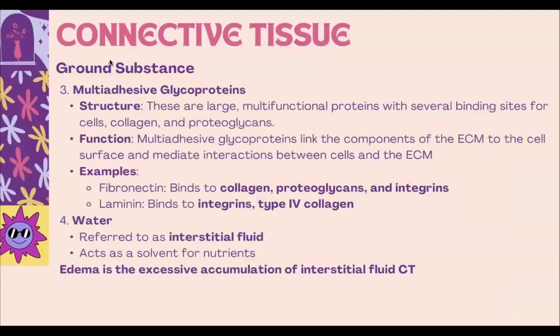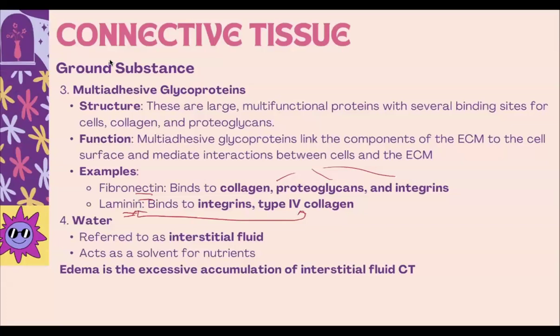So these are proteins and they have binding sites for cells, collagen, proteoglycan. Just to know the general idea of it, what you need to know are the examples. So fibronectin and laminin, these are the two examples that you should know, and these are in your slides. So fibronectin binds to collagen, proteoglycans, and integrins. So 3. And then you have laminin, which binds to integrins and type 4 collagen. So these two could be linked together quite easily.